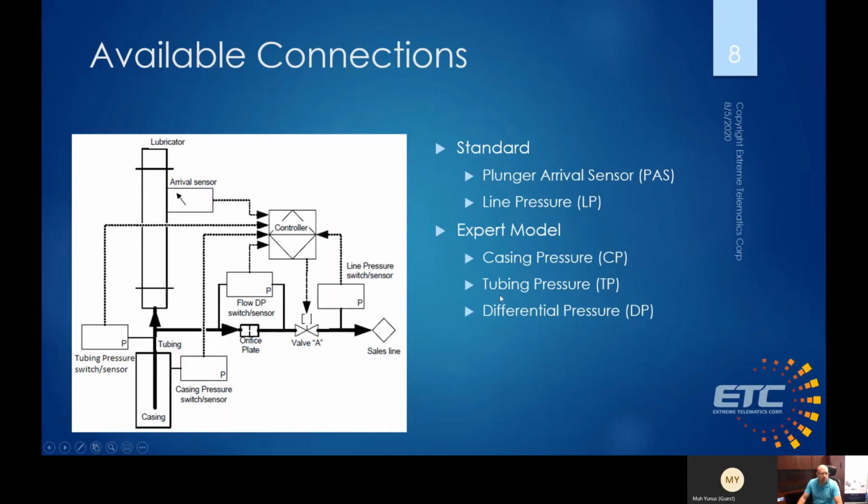On our expert level model though, we have additional input features. So casing pressure, which is on the casing, so you can measure the casing build. We've also got a tubing pressure input, so that you can measure the pressure in the tubing or just on the other side of the valve, so that you can compare casing, line, and tubing. We also have the ability to have a differential, which is the change in pressure over an orifice plate, which is used to calculate flow.